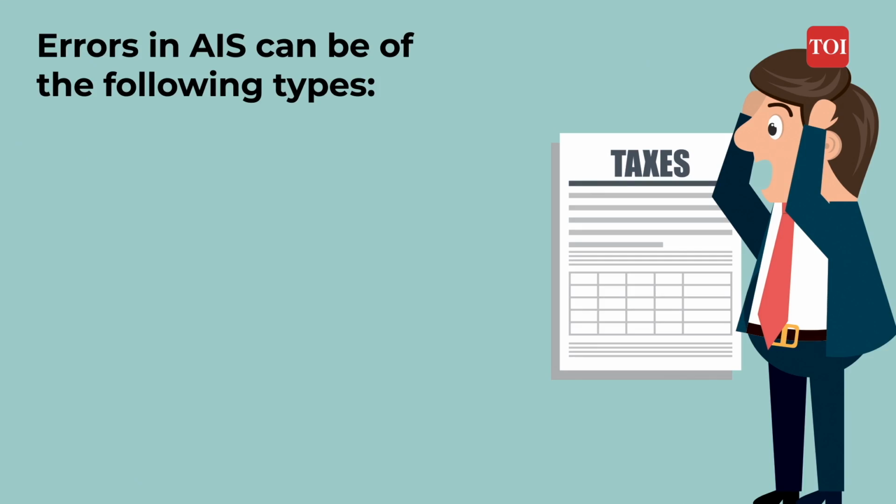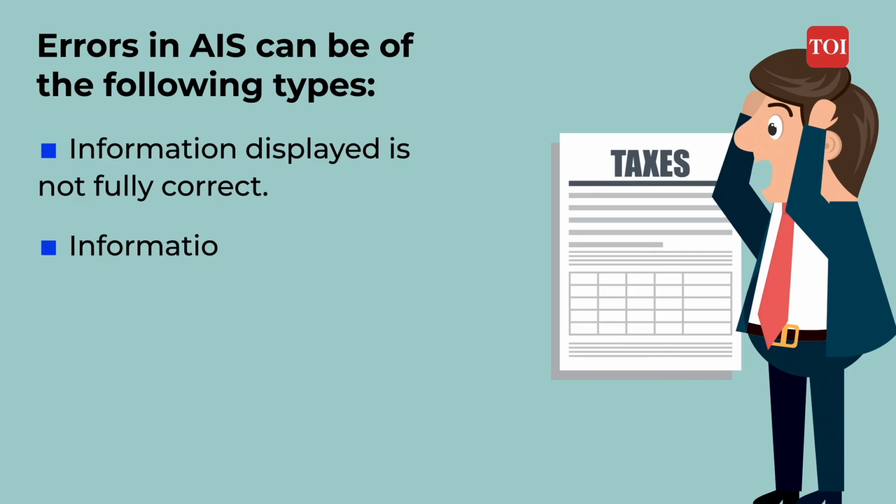Okay, and what about the kind of discrepancies that could possibly get thrown up in your AIS? Right. Very interesting question, and I'll say there are two types of discrepancies. One is the error in the information that belongs to you. So whatever is error in 26AS, the same errors will replicate in AIS as well.